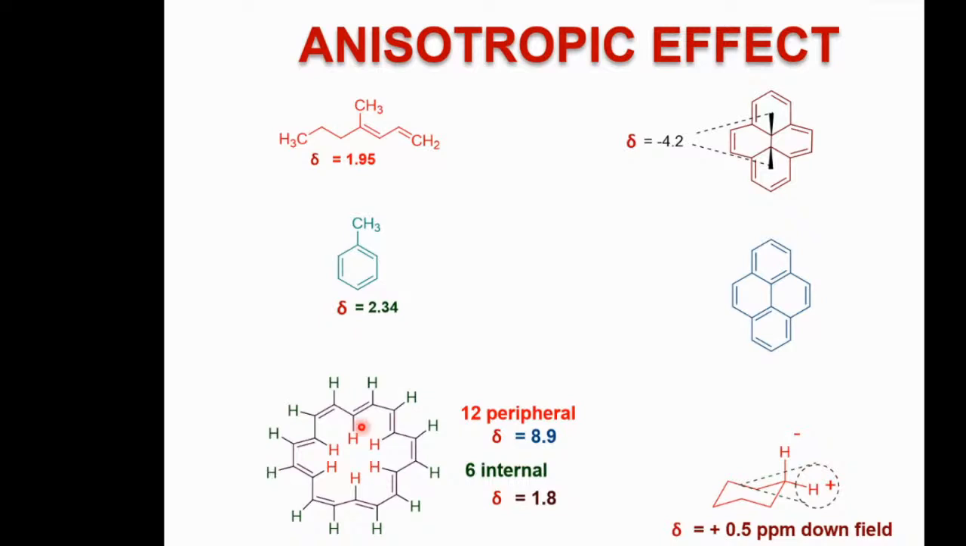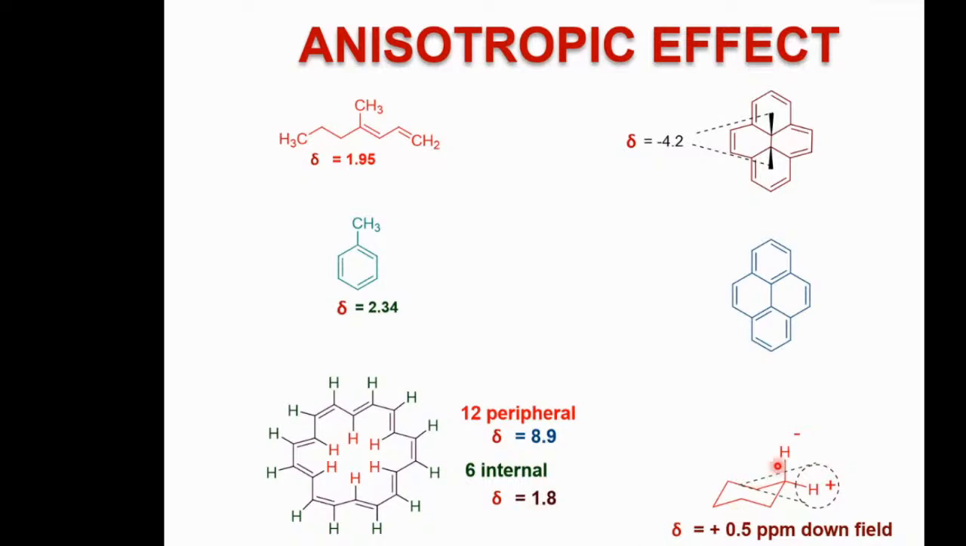As you can see in this case, it's a classic example, 18-annulene. It is there in all the textbooks. The 12 peripheral protons appear at about 8.9, whereas the 6 internal protons appear at 1.8. Such a large difference in chemical shift.